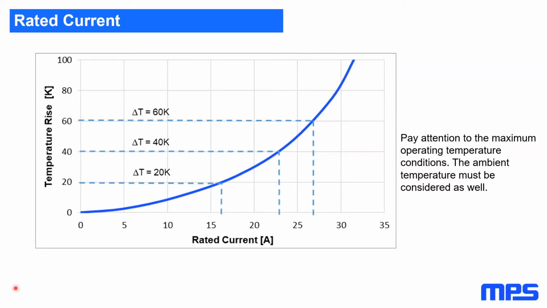Such temperature rise characteristics are shown in almost every data sheet, so you can easily figure out which self-heating is expected at which DC current. Next, please.